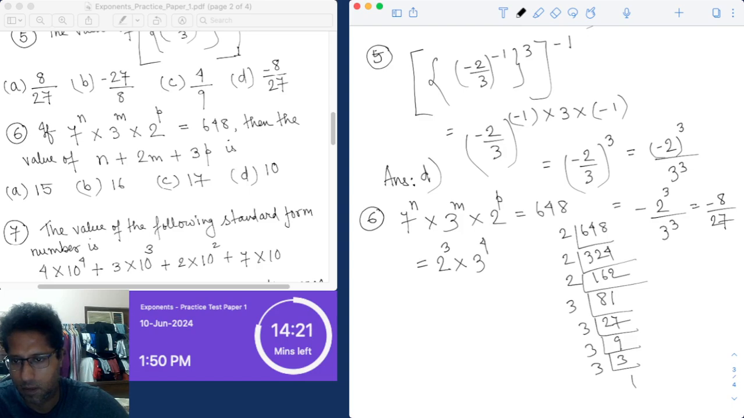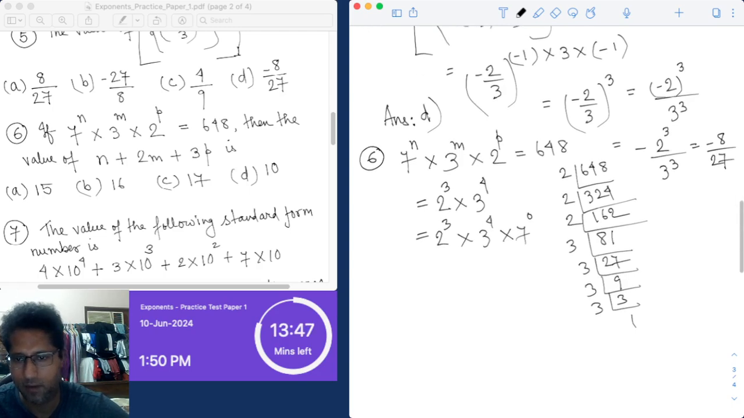I hope I am right. I will quickly check it again. 324, 162, 81, 27, 9, 3. Okay, so this is it. Since we have no 7 as a factor, we can write 2 cubed, 3 to the power 4, multiplied by 7 to the power 0. We know any number raised to the power 0 is 1.